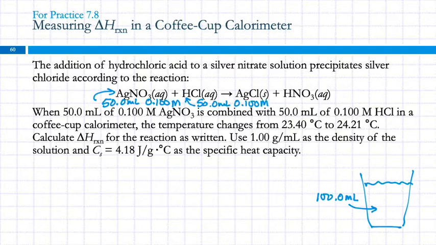There's a temperature change. So it says the initial temperature of the solution from 23.4 to 24.21. So initial is 23.40 degrees Celsius. Final is 24.21 degrees Celsius. Can we calculate delta T? Sure. Delta T is the final minus the initial. I don't trust my brain to do that one. Whoops. 24.21 minus 23.4, 0.81.